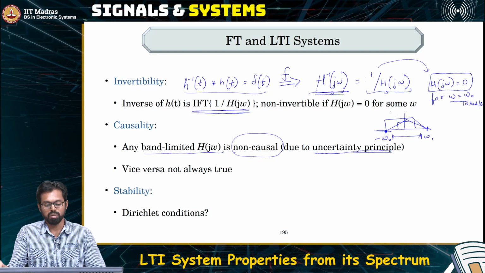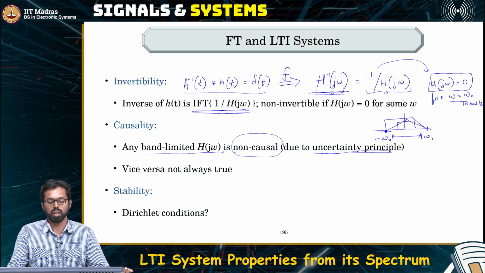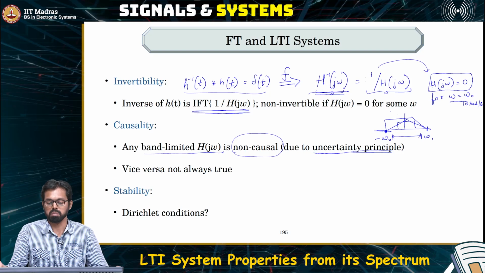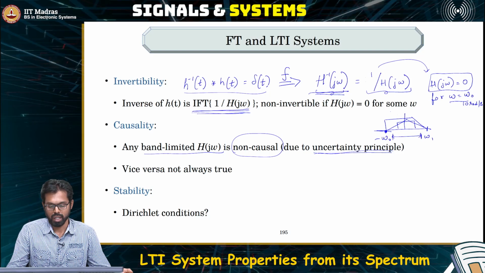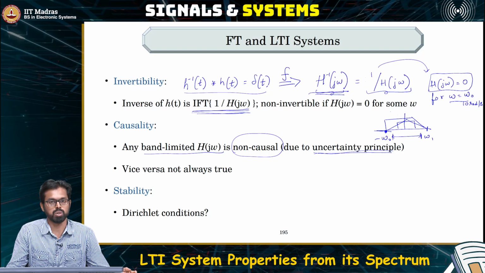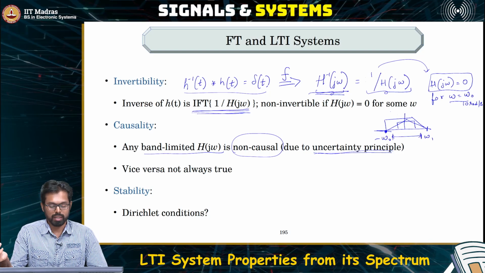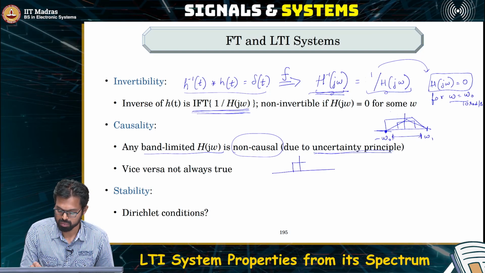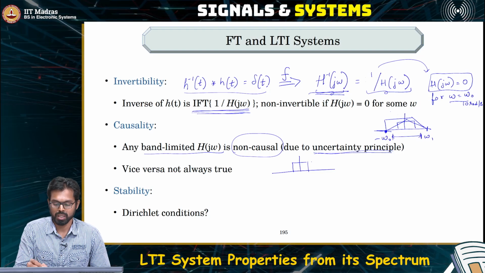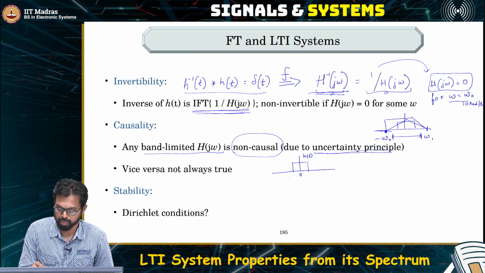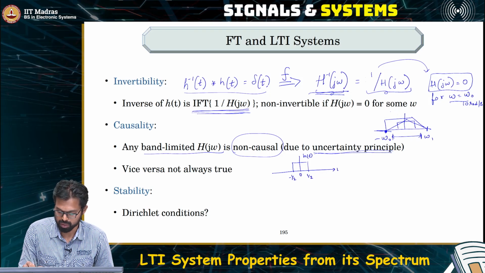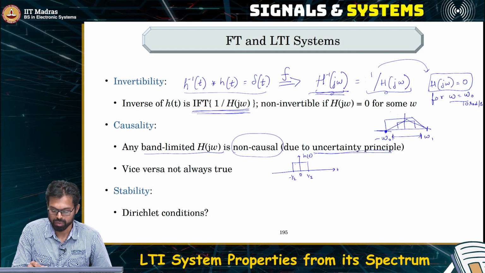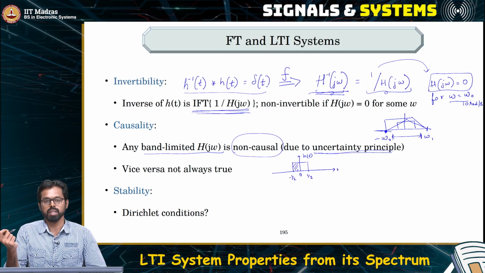That is not necessarily true. We can also have a non-causal system where the impulse response is extending in the negative time and the spectrum is also extending from minus infinity to plus infinity. That is also possible. The other way around is not necessarily true. For example, if you take the rectangular function, let's assume that this is the impulse response of the system. Clearly the impulse response shows that the system is non-causal because for negative values of time there is a non-zero value of the impulse response.